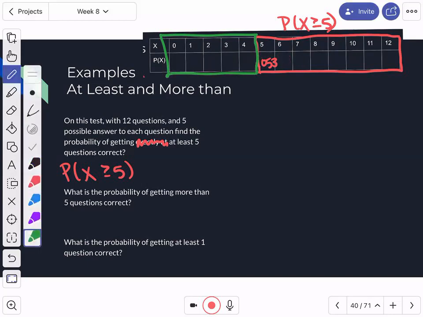So here's what I can do. If I want to find the probability x greater than or equal to 5, I know these must equal 1. So we can do 1 minus. 1 minus what will get me greater than or equal to 5? Can anybody tell me? 1 minus the probability of x is what? Less than or equal to 4. Good job.